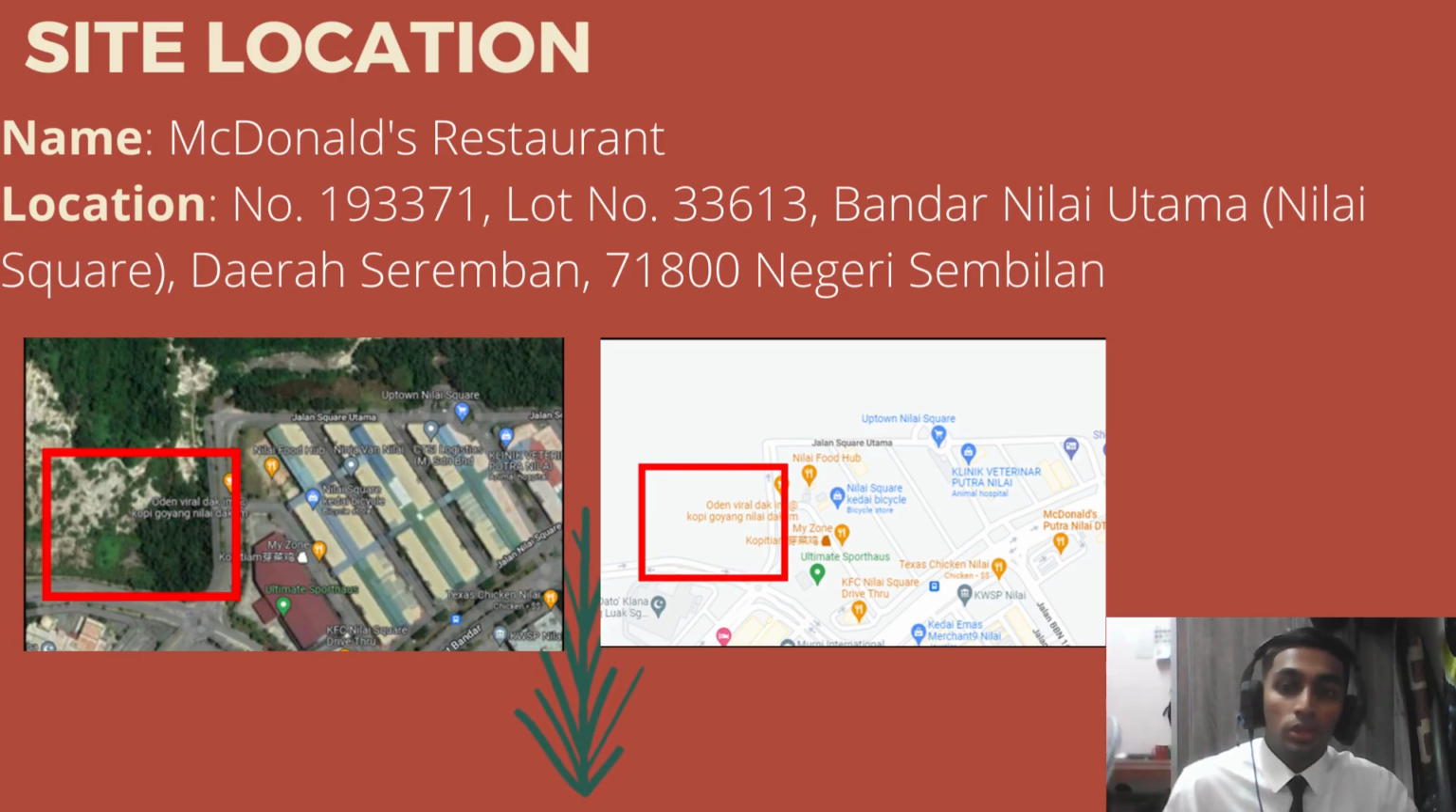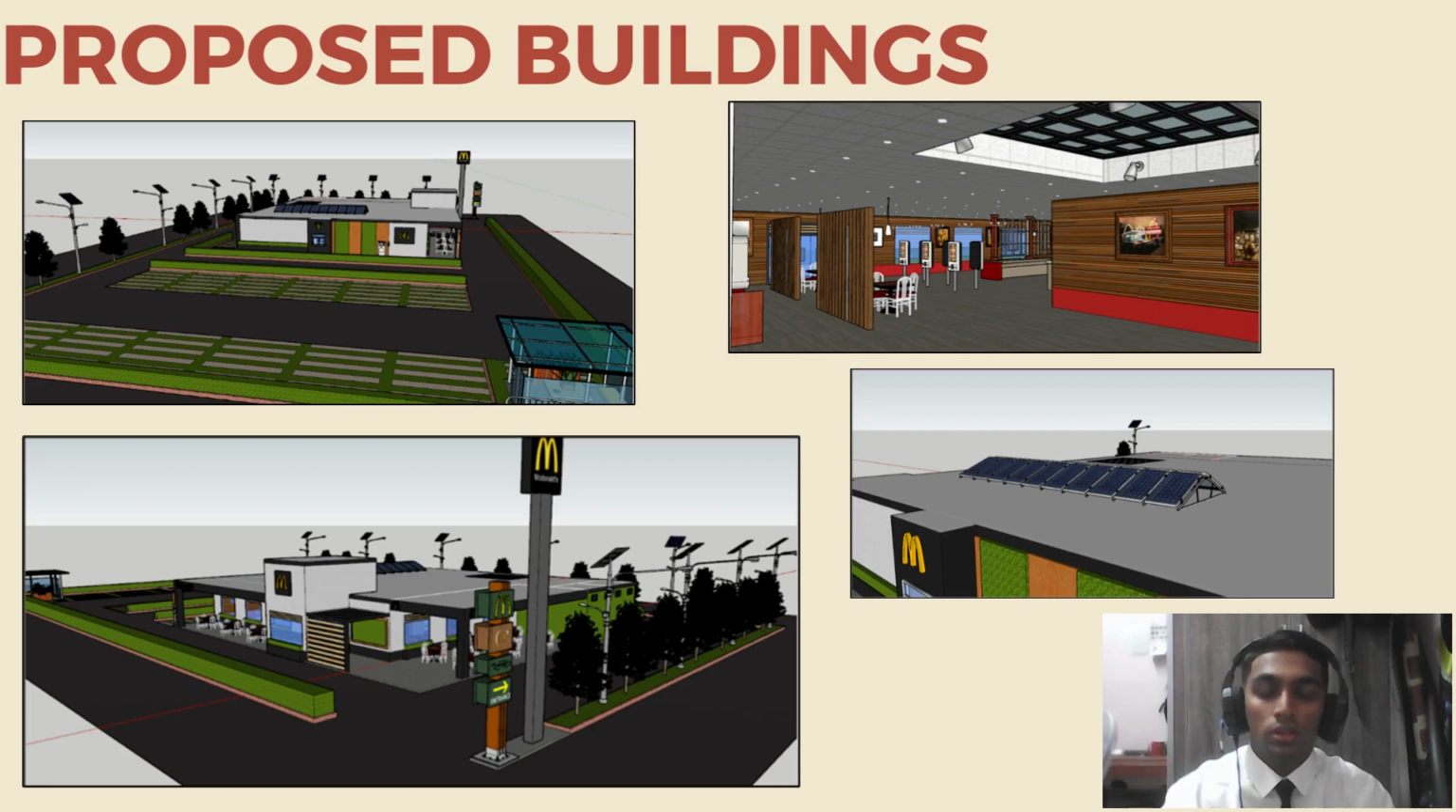Okay, so we will propose a design for the McDonald's restaurant using the green building concept, and the location of our project is at Bandar Nilai Utama, Nilai Square, Daerah Seremban, Negeri Sembilan, Malaysia. And from the figure, we can see the location of our project from the Google Map. So this is our proposed building design for our project that uses the eco-friendly concept.